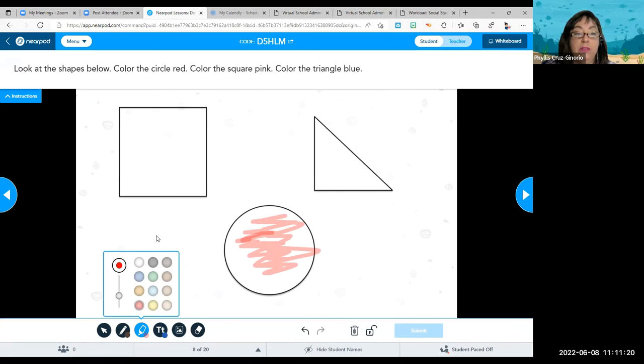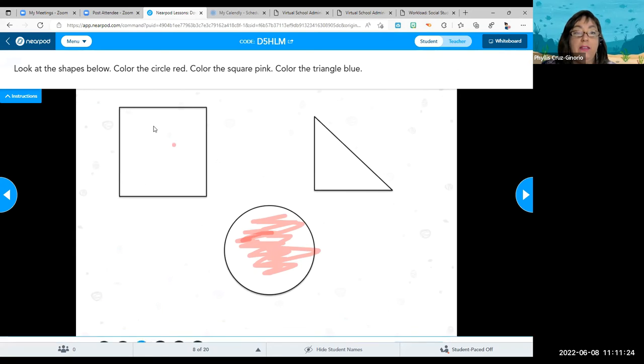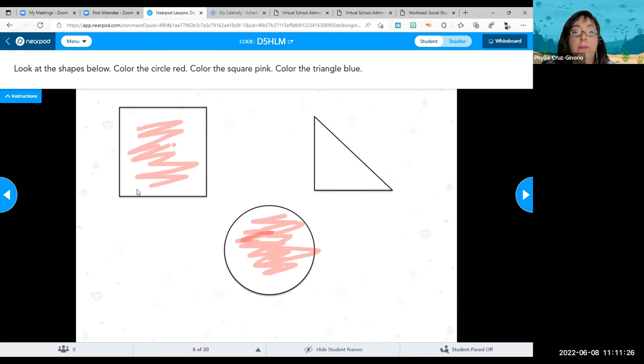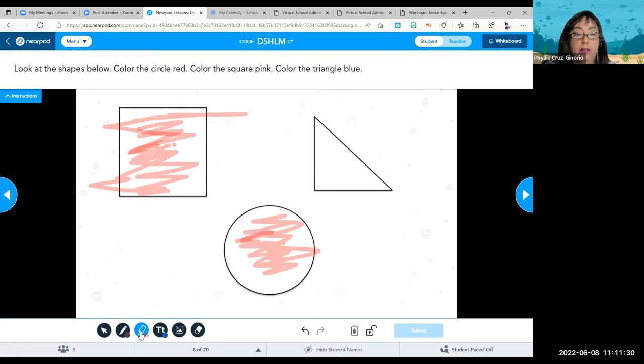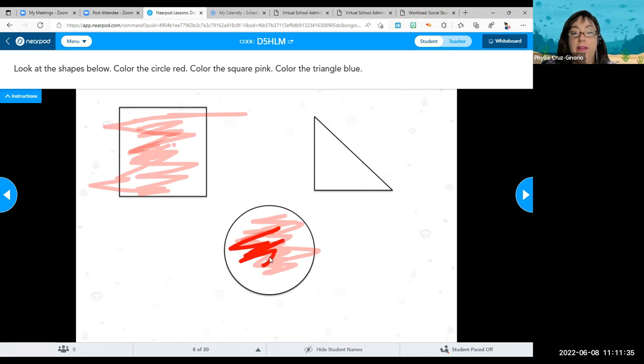That seems like a pink color, isn't it? How do we make a nice pink? Maybe we should go back and make that darker. What do you guys think? Boy, I'm a terrible colorer. Let's try this one. This one was supposed to be red. Oh, okay. So the red circle, pink square.